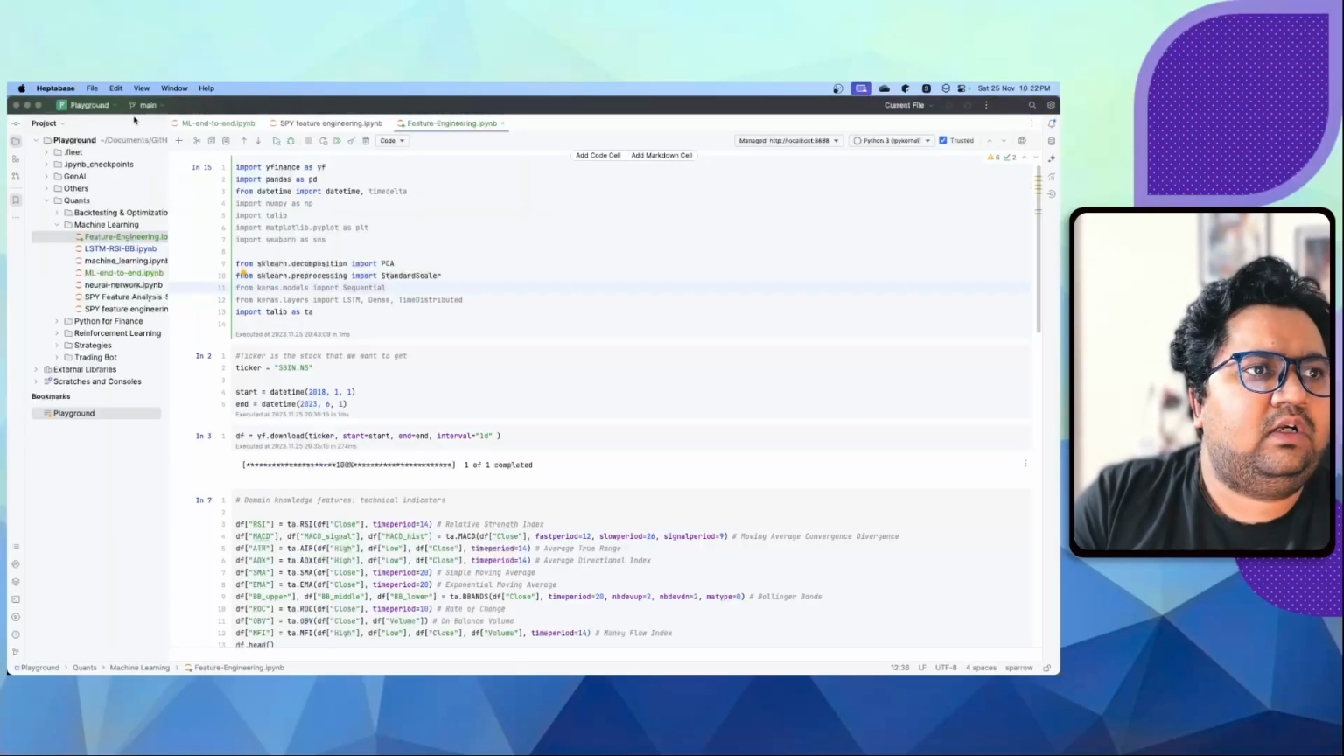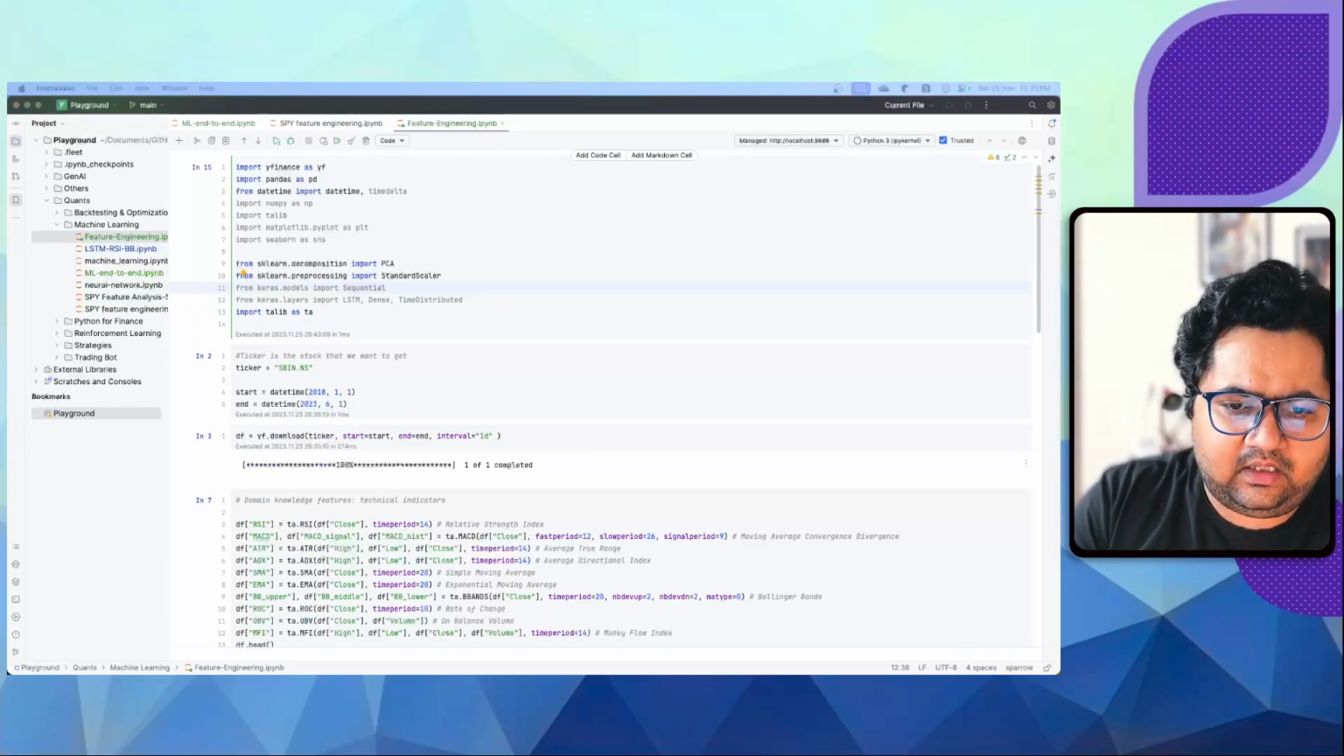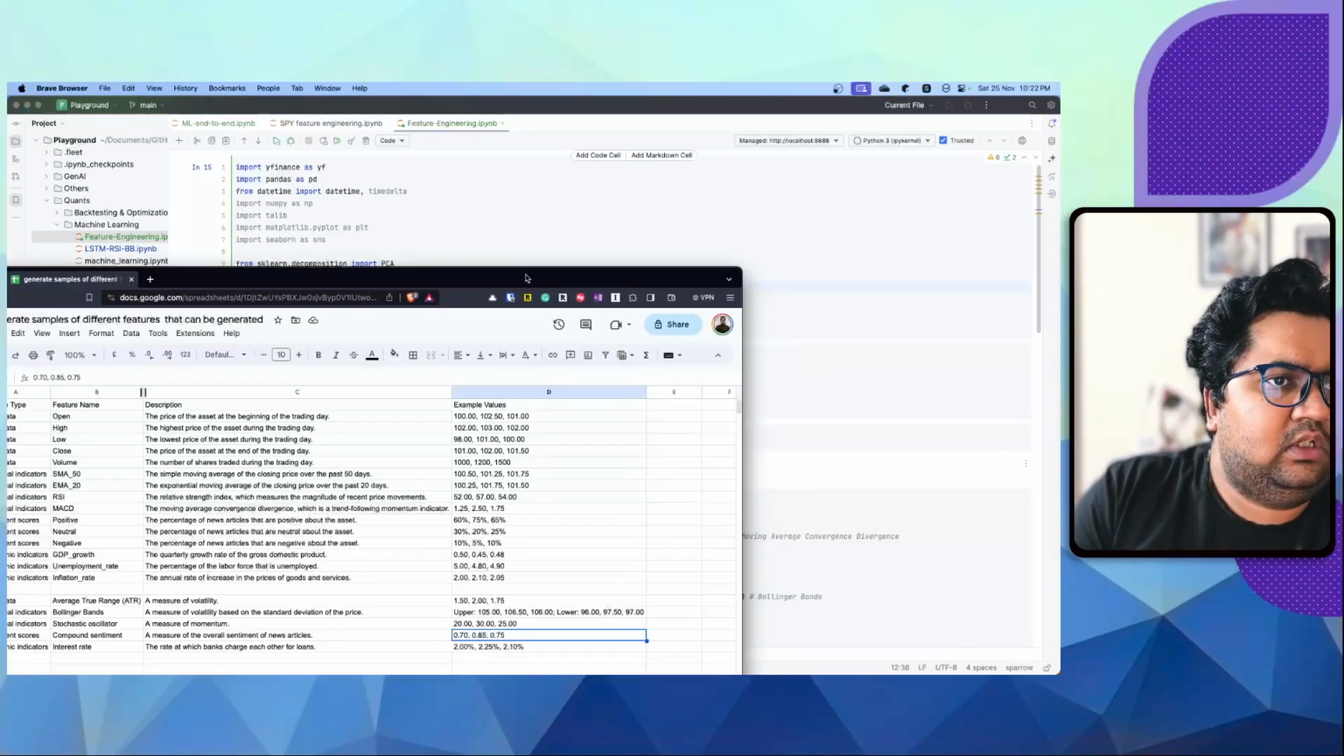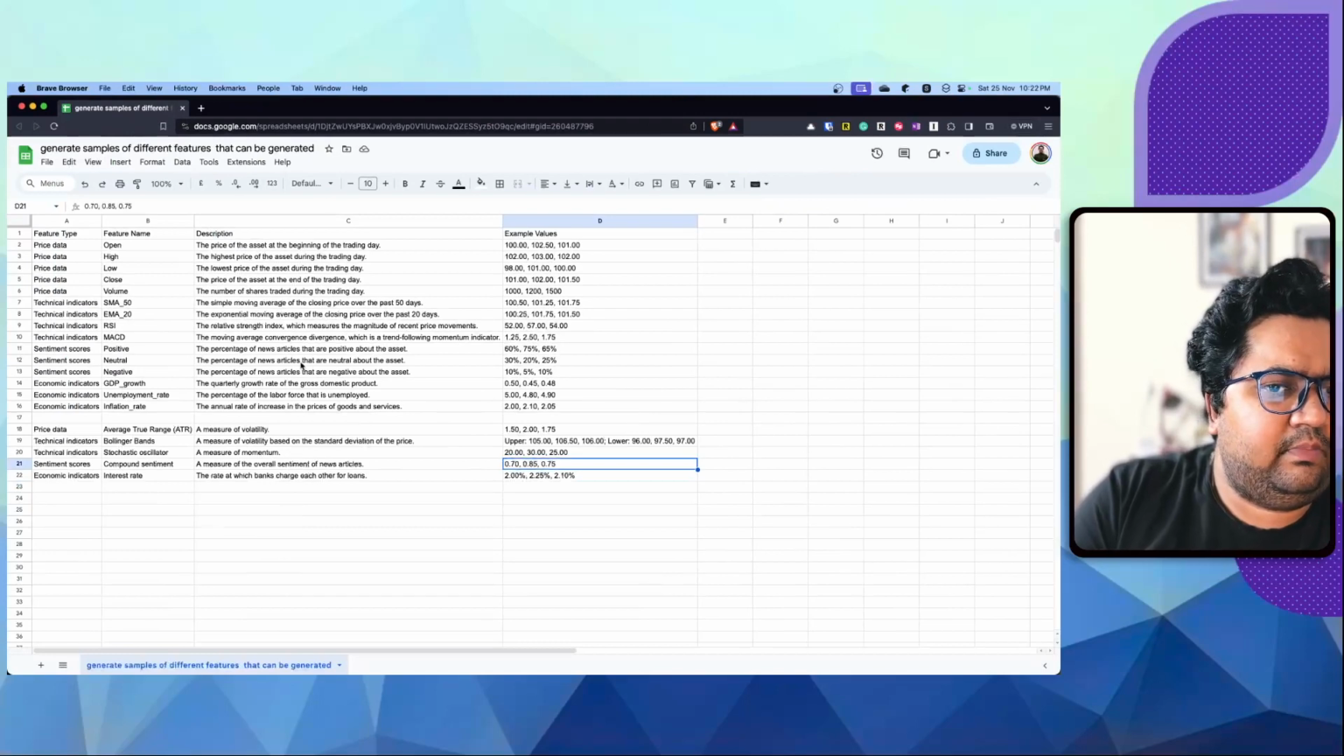Let's move forward and, before getting into the code, I want to look at this sample example.